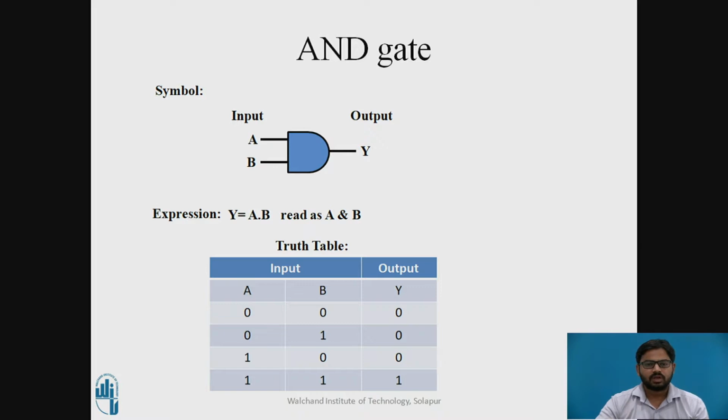When both the inputs are 0, 0, that is low, low, the output is low. When one of the inputs is 0 and the other input is 1, the output is 0. When one input is 1 and the other input is 0, the output is 0. Only when both the inputs are 1, that is A and B are equal to 1, the output is 1. So it is read as Y is equal to A and B, or A dot B.